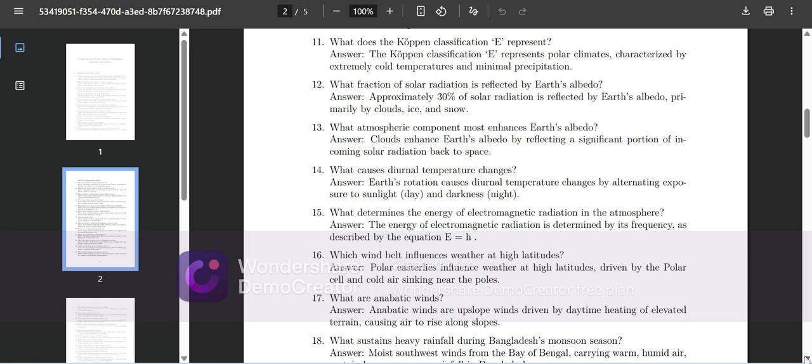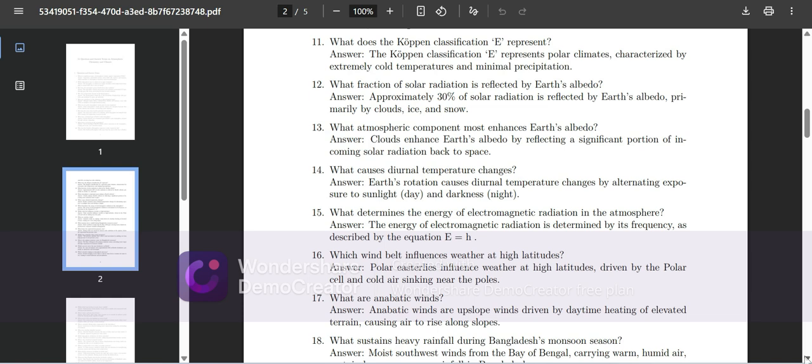What determines the energy of electromagnetic radiation in the atmosphere? The energy of electromagnetic radiation is determined by its frequency, as described by the equation E = hν.